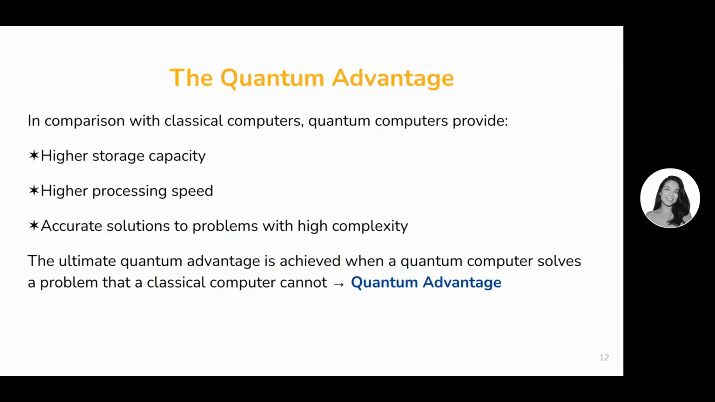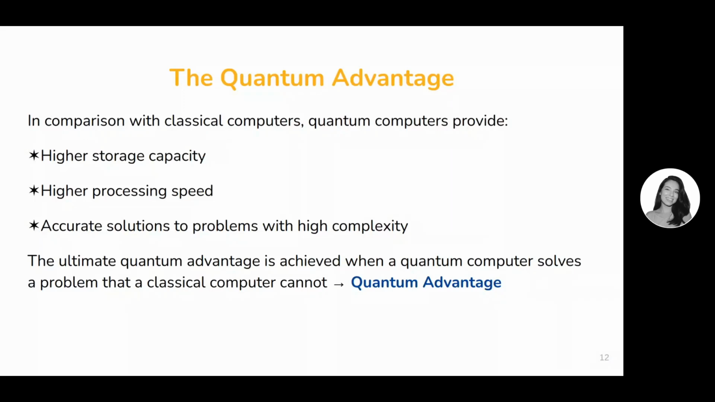So, the ultimate quantum advantage is achieved when a quantum computer solves a problem that a classical computer cannot. And this is what we refer to as quantum advantage. So when you read about a company reaching a quantum advantage, or when you read in the news about a lab reaching a quantum advantage, this means that they have solved a problem that a classical computer could not solve in a reasonable time, but a quantum computer could.